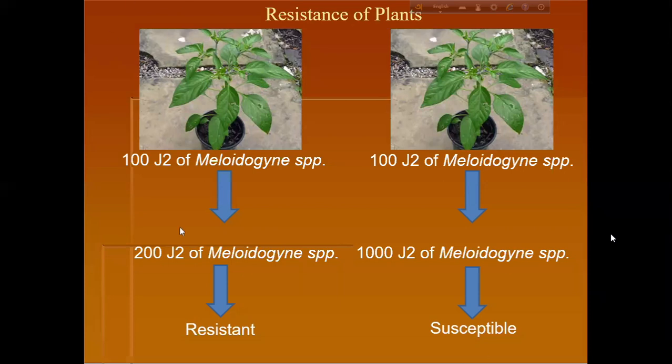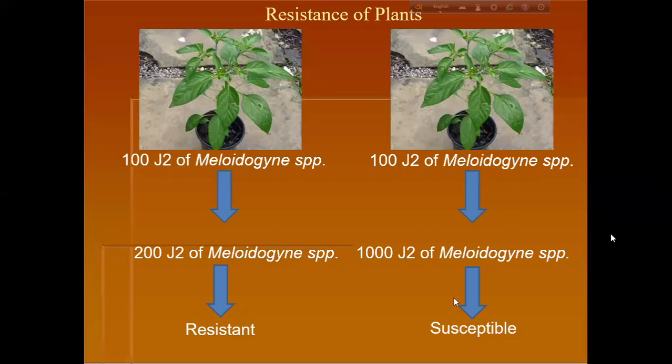Okay, so if we get, for example, 200 nematodes after 1 month from this plant, and if we get 1000 nematodes after 1 month from this plant, then this plant is known as susceptible and this plant is known as resistant, because this plant resists the growth, development, and reproduction. That is why their number is only 200. And this plant cannot resist their growth, development, and reproduction. That is why their number increased exponentially. You can see here from 100 to 1000. So this is known as a susceptible plant.